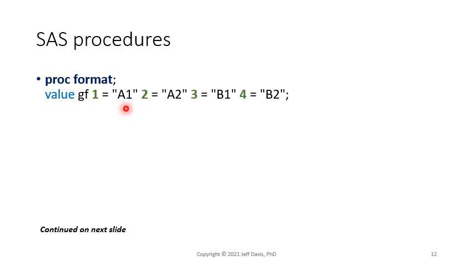Thinking about what we saw in the schematic for the experiment, A1 is group A at time 1. For a value of 2, that should be labeled as A2, so this is group A at time 2. Group B at time 1 is going to be associated with a value of 3. And then group B at time 2 is going to be associated with a value of 4 for this format.